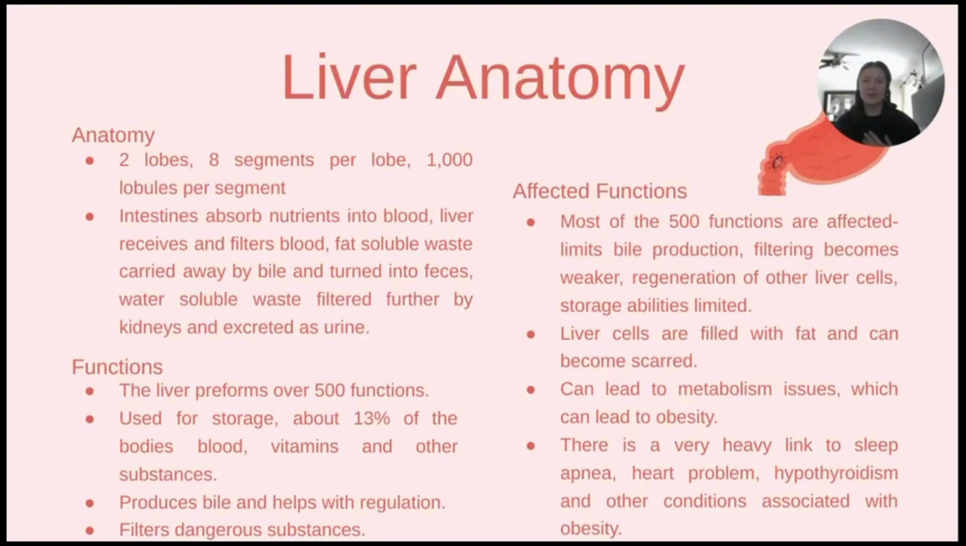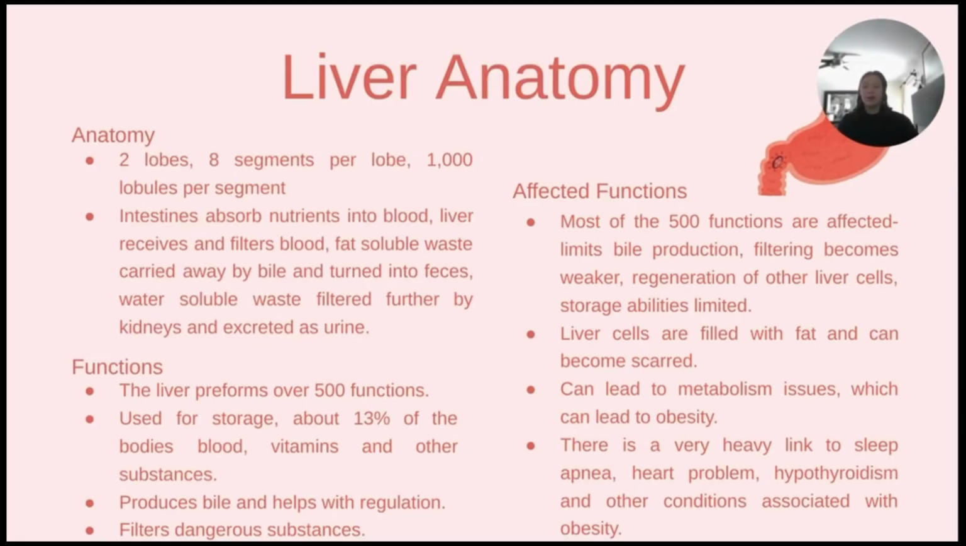To properly introduce myself, I'm Ella, and I'll be talking about the anatomy of the liver and how it is affected. The liver is composed of two lobes that are made of 8 segments each, and those segments are made up of 1,000 lobules. These lobules all connect to the common hepatic duct, which transports bile that is used in the liver to transport waste.